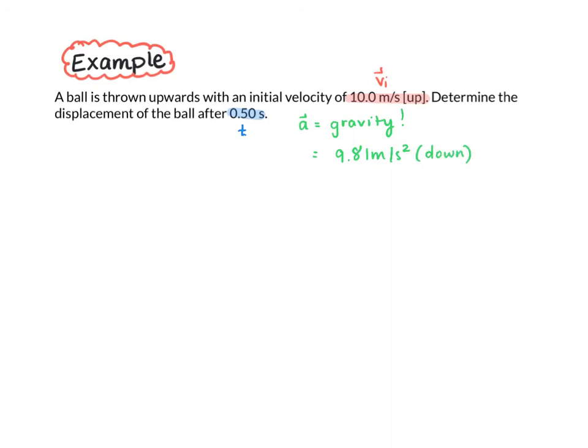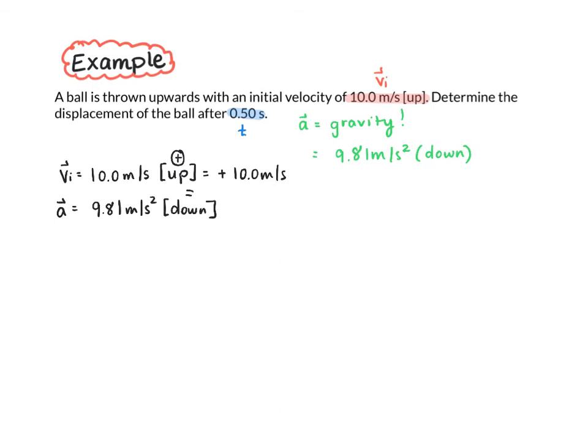So when we list our information, VI is going to be 10.0 meters per second up, and we're going to make up a positive direction. So we're just going to write this as positive 10 meters per second. Our acceleration is 9.81 meters per second squared down. So if up is positive, its opposite down must be negative. So we're going to write this as negative 9.81 meters per second squared. And the time of this acceleration, we're going to take 0.50 seconds. We have the same time units and the same distance units on all of our values, so we can plug this directly into our formula.